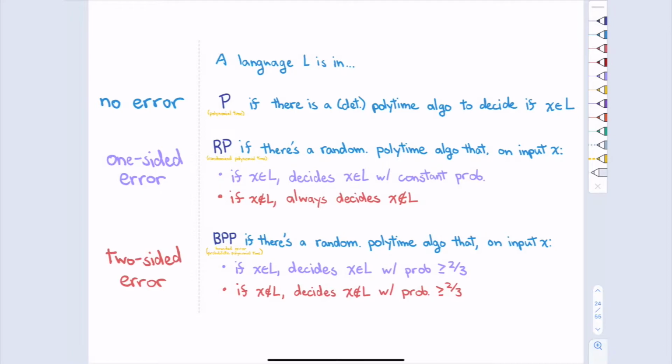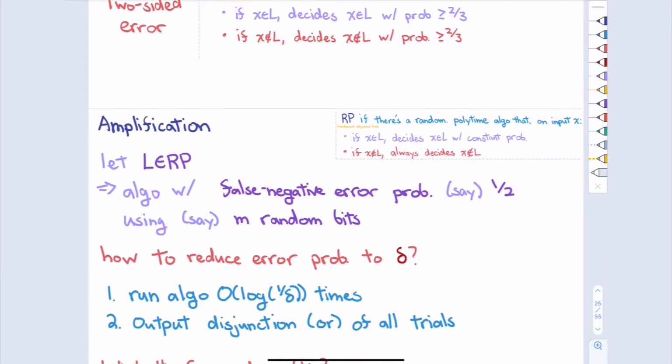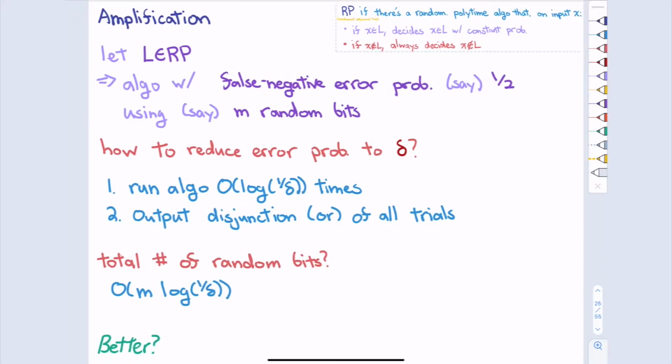So we were talking about some of these randomized complexity classes, like randomized polynomial time, RP, that's one-sided error. BPP, that's two-sided error. And last class, we were interested in this basic question: let's say one-sided error, I have probability of error 1/2. I want to get that error probability down to 1 in 1,000 or something. And so we would just repeat log of 1,000 times and output the OR of all those answers normally, right?